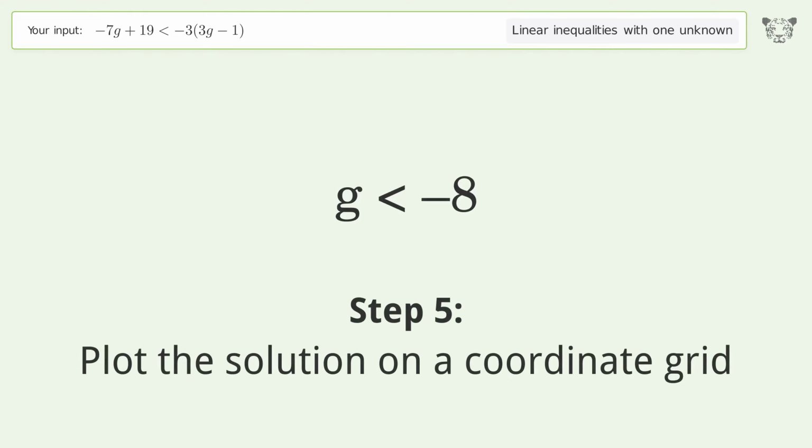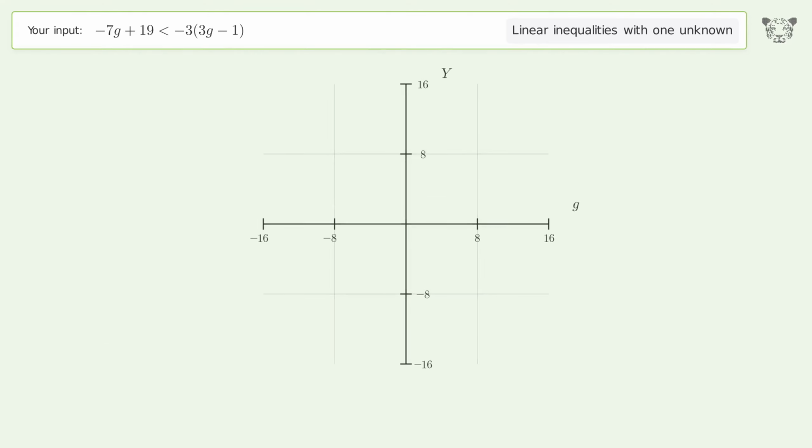Plot the solution on a coordinate grid. And so the final result is g smaller than -8.